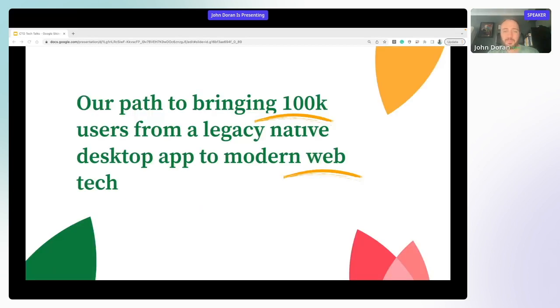So we're going to be chatting today about my story around how we've brought our plan to bring over 100,000 daily active users from a legacy native desktop app to a modern web technology platform. So lots of good stuff here, good learnings for you.